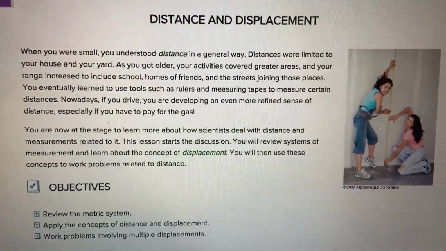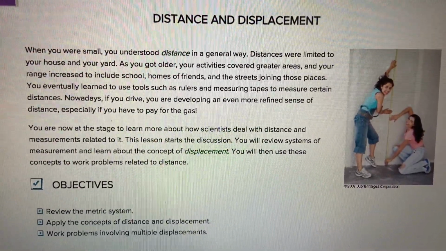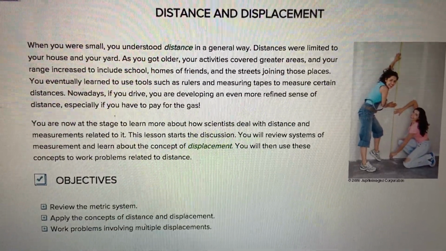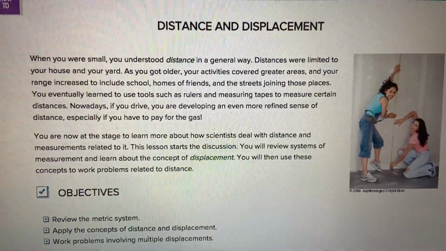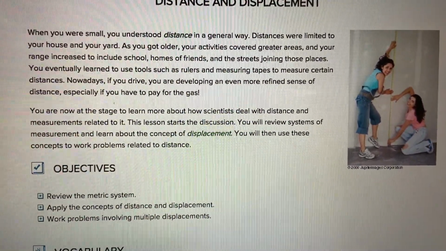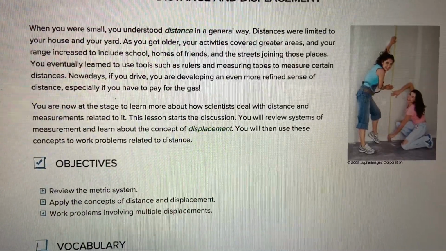Okay, so today we're going to learn about distance and displacement. This is going to start our segment on motion and forces, okay? So, when you were small, you understood distance in a general way.